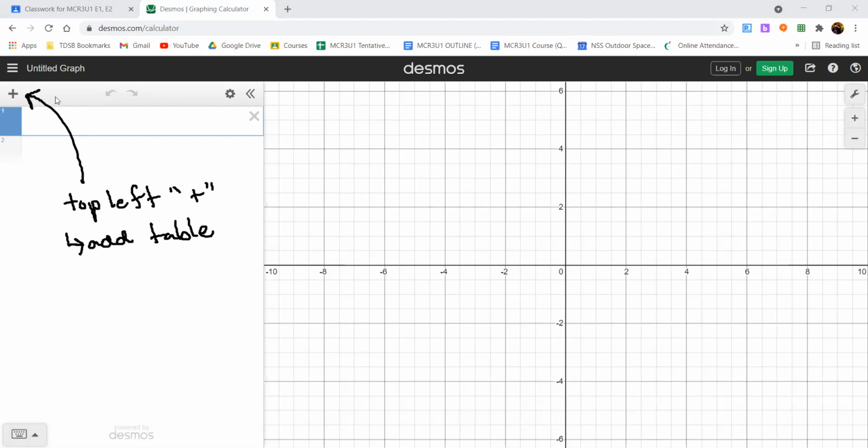Okay, so take a look. I'm going to click the add button, and you see that? Add a table. And when you do so, it'll give you an X and a Y waiting for your input. Okay, top left, press the plus sign, add table.